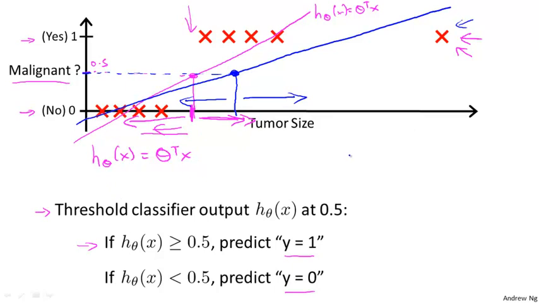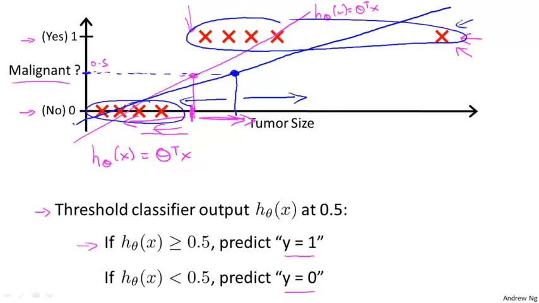And this seems a pretty bad thing for linear regression to have done, right? Because these are our positive examples, these are our negative examples. It's pretty clear we really should be separating the two classes somewhere around there.